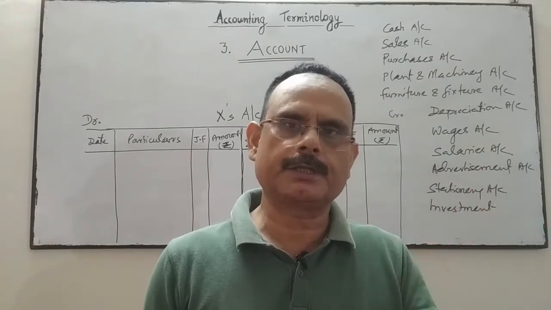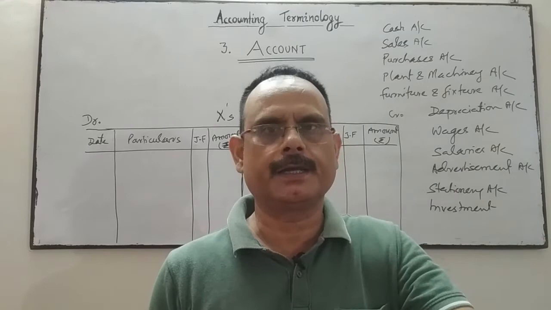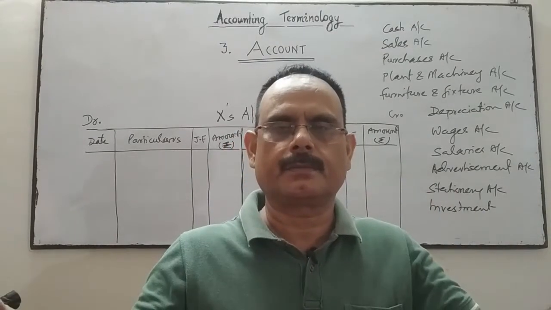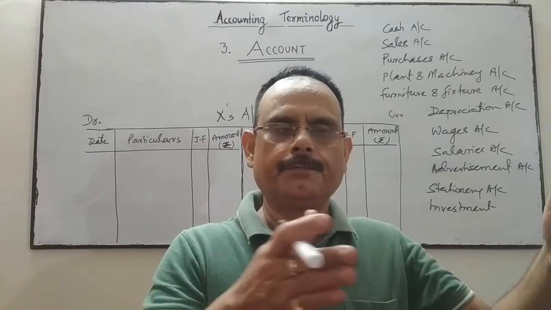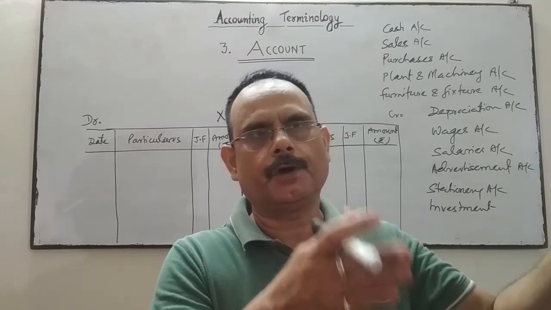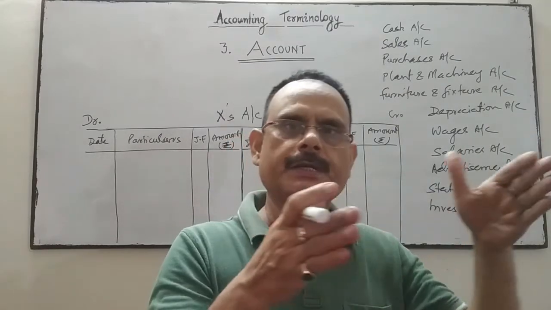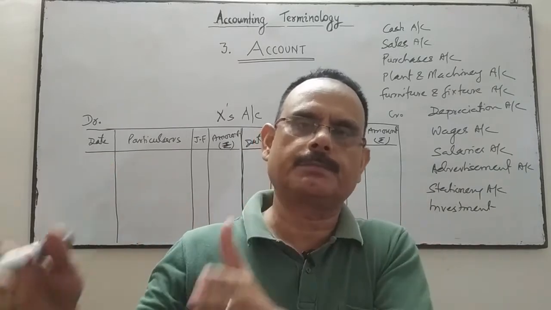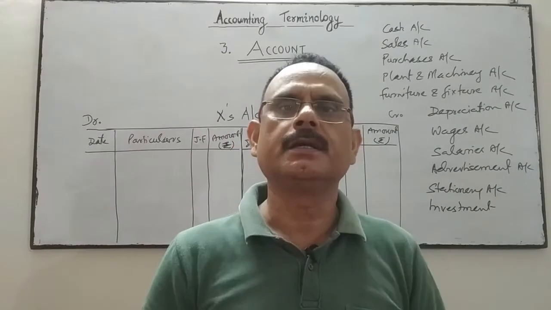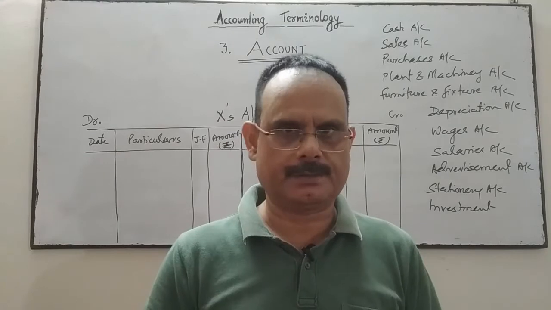So first we record the transaction, and after recording the transaction we classify it as per the nature of the transaction. So every nature will be at one place. Information related to wages will be shown at one place. Information related to salary will be shown at one place. Information related to sales will be shown at one place. Information related to purchase will be shown at one place.